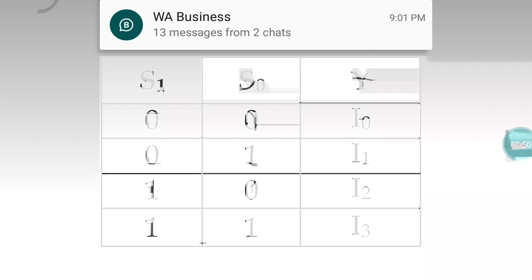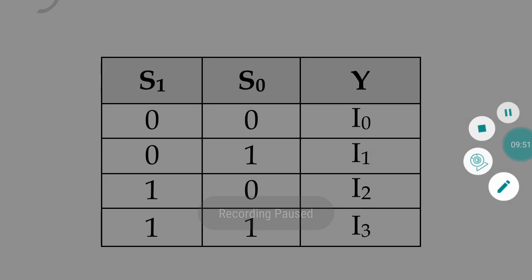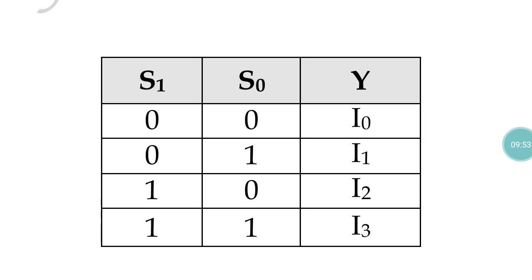So you can see the truth table for the 4:1 multiplexer based upon the control signals. If both the signals are 0, I0 is connected to the output. 0 1 means I1 is connected to the output. 1 0 means I2 is connected. 1 1 means I3 will be connected with the multiplexer.